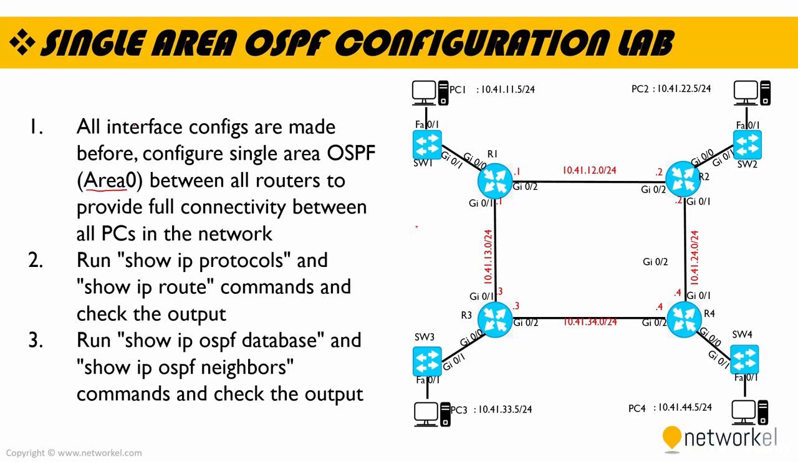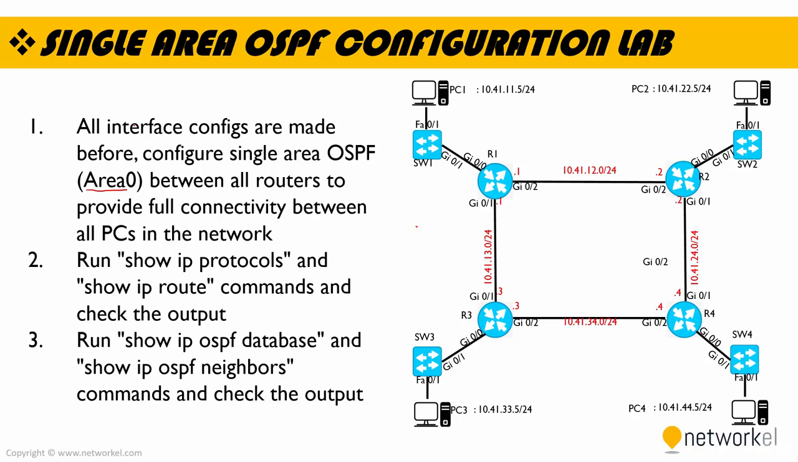Alright, the second, run show IP protocols and show IP route commands and check the output. Good. And 3, run show IP OSPF and show IP OSPF neighbors commands and check the output. Show IP OSPF database. Okay, let's go.